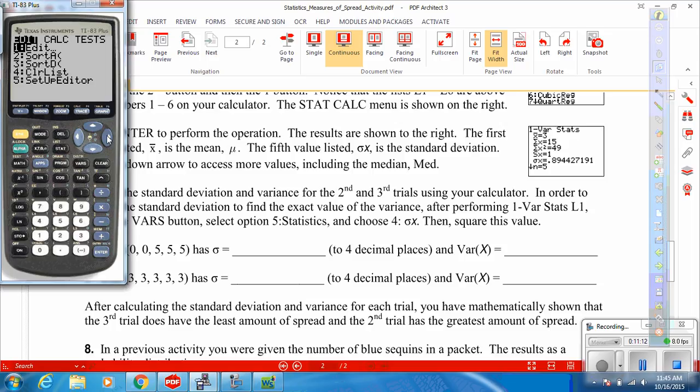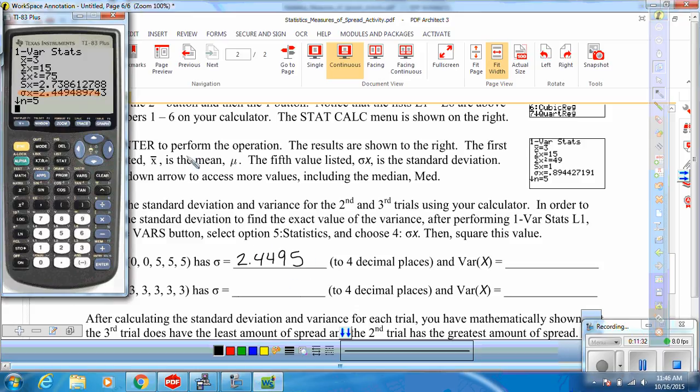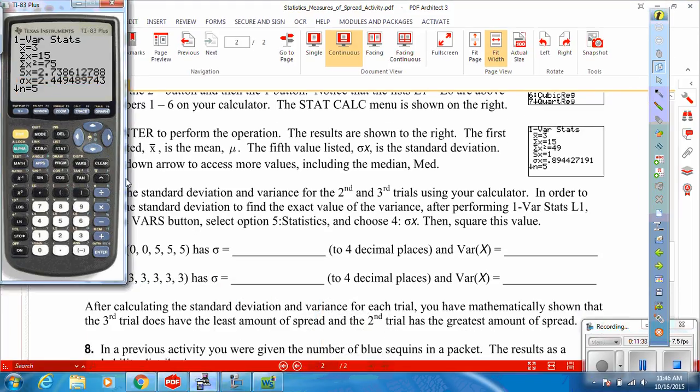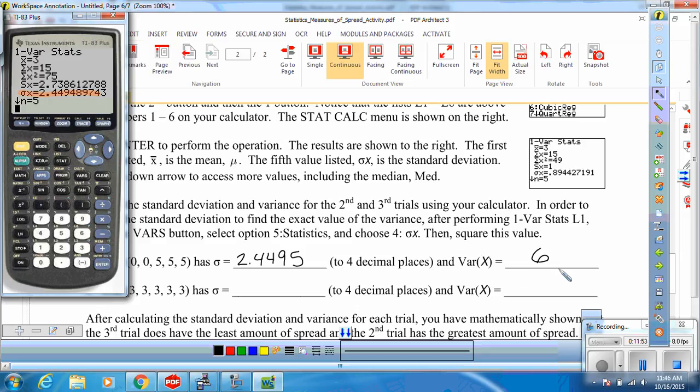If I go back to stat, calculate, in one variable stats, it tells me the mean was 3 again, but this time I have a standard deviation of 2.4495 if I round. And then our variance, we said we just take that number and square it. So I can take that number, 2.4495, and square it. That's going to give me my variance of 6. A variance of 6. So now we've got a standard deviation of 2.4495 and a variance of 6.